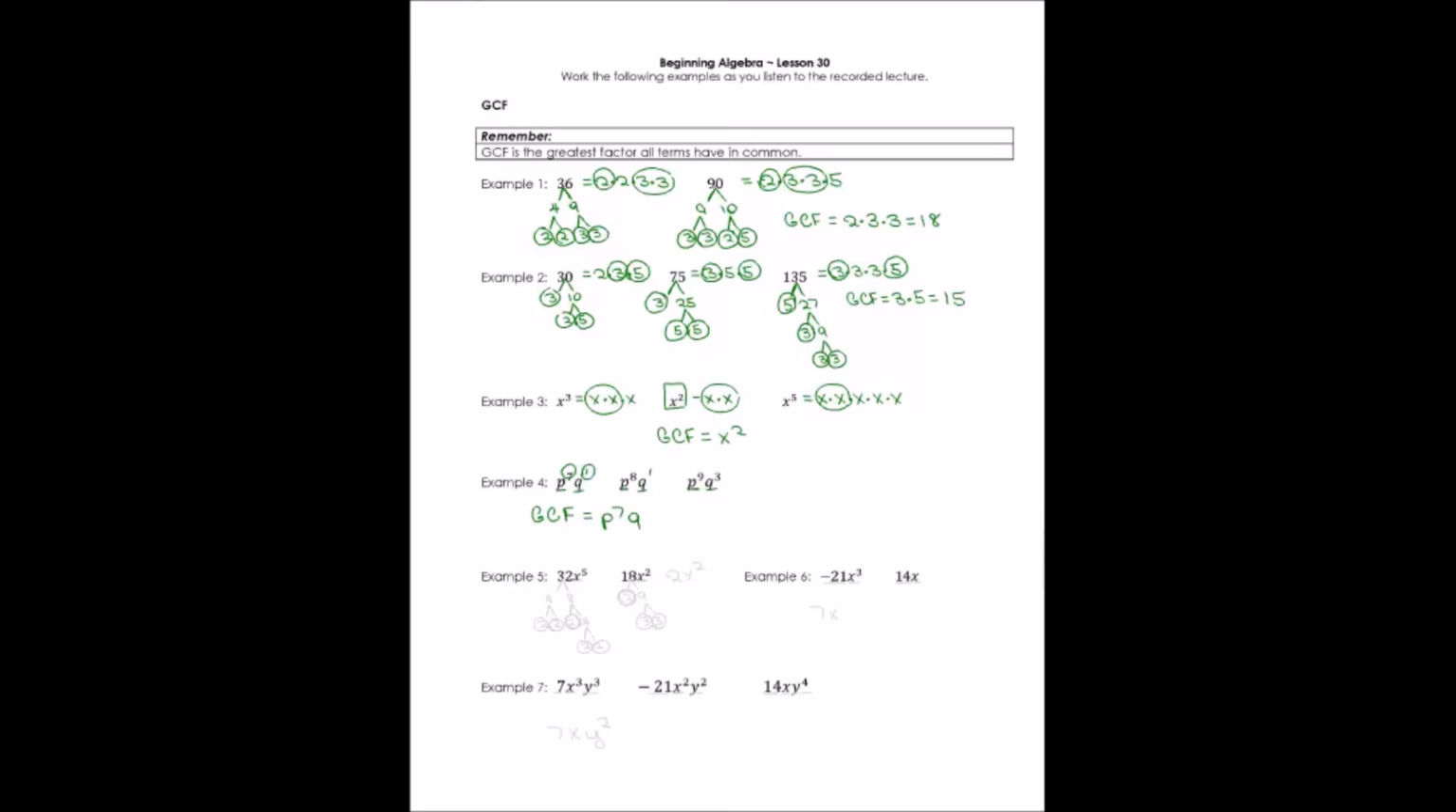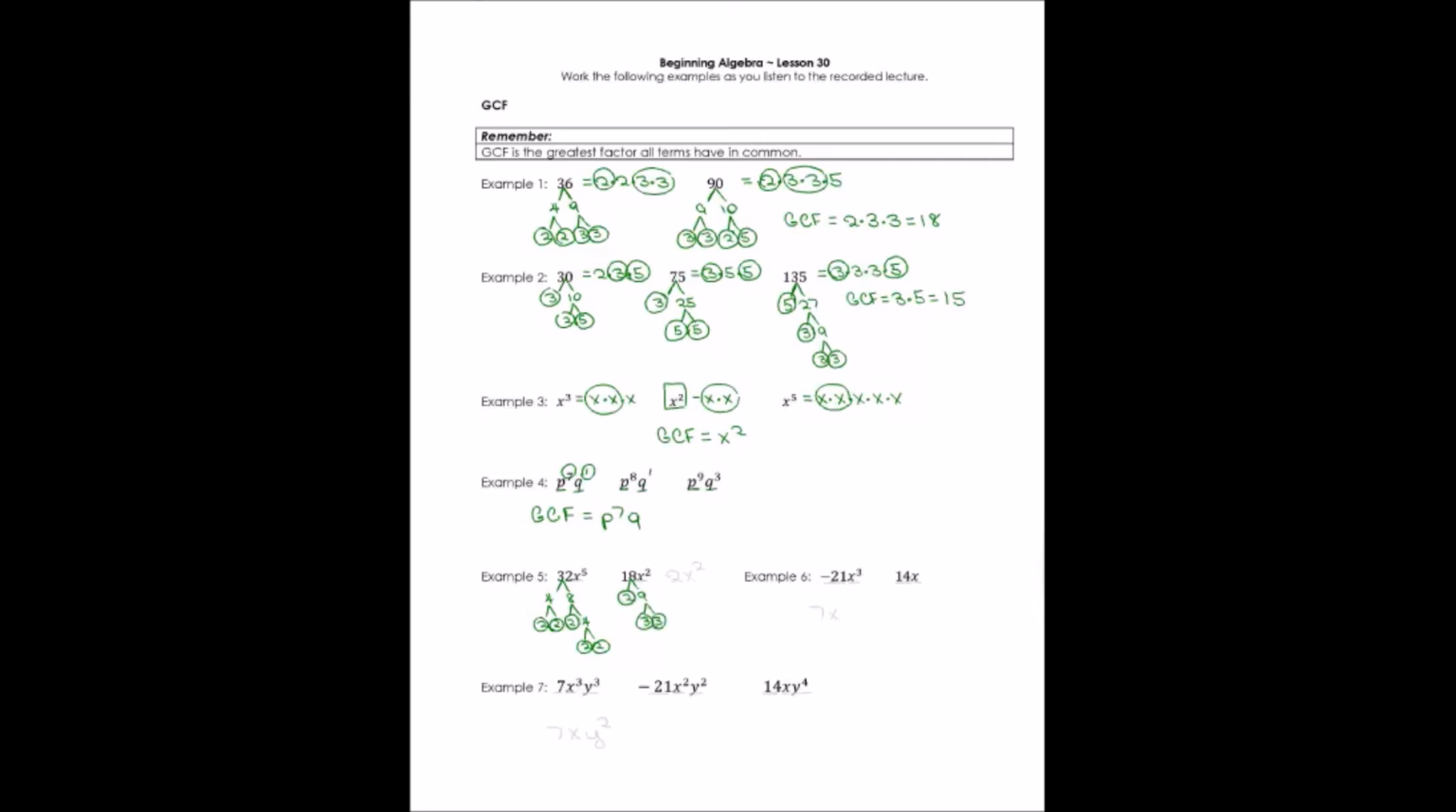Let's combine variables and coefficients now in example 5. First, I've got the coefficient 32, which I know I can factor into 4 times 8, and then I can factor the 4 again, 2 times 2, I can factor the 8 into 2 times 4. And I factor that 4 again, 2 times 2. Well, I have a lot of 2's. Actually, 32 is 5 2's. What about 18? Well, 2 times 9. And then 9 is 3 times 3.